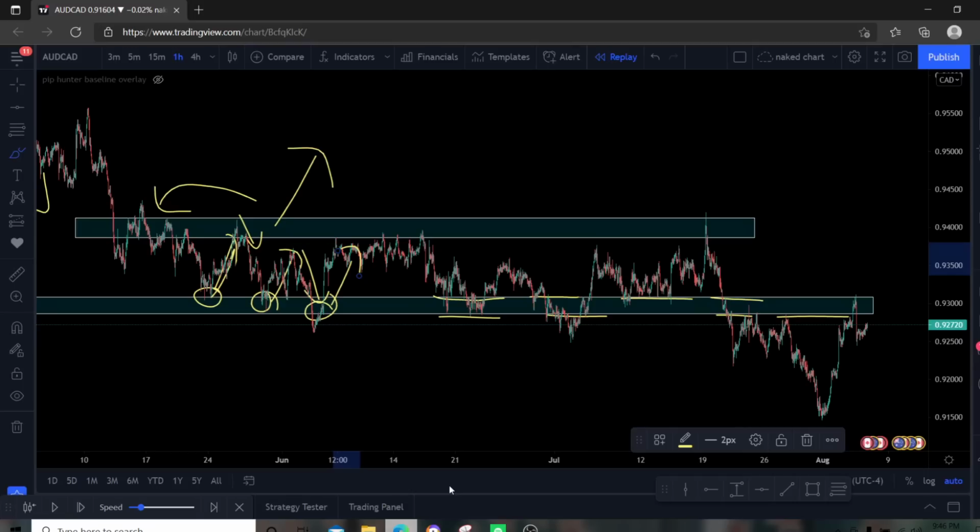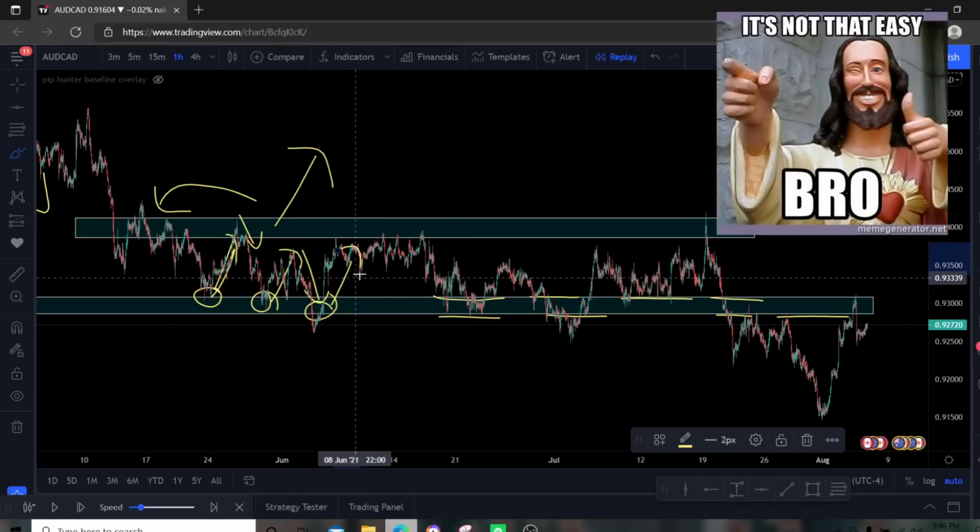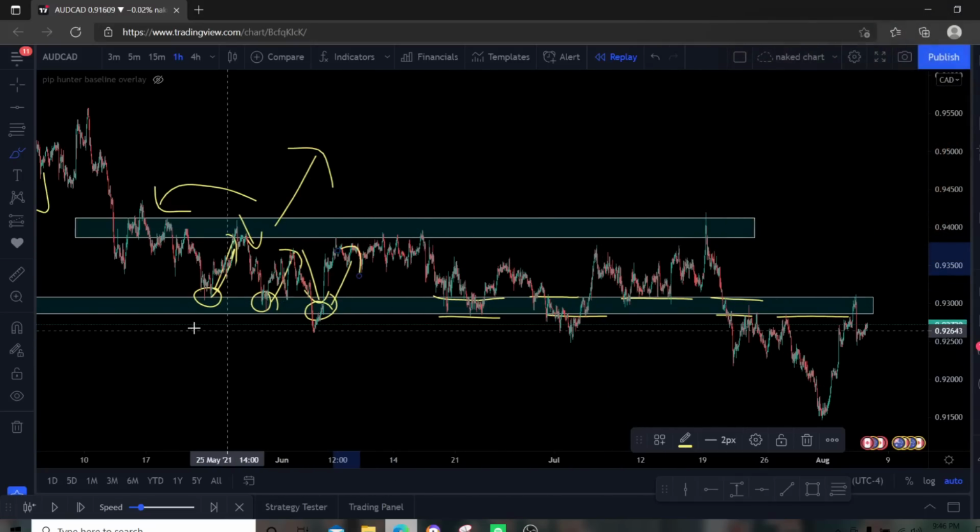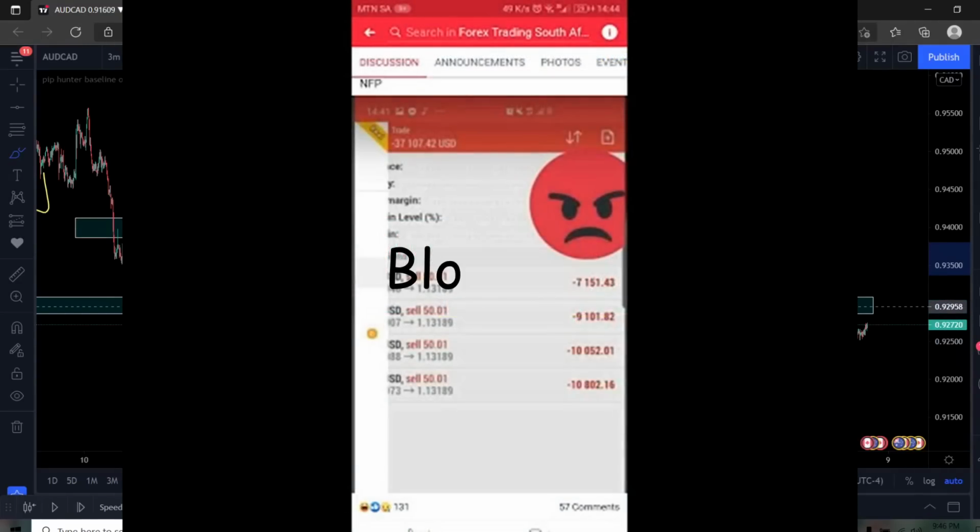So for those of you just learning, don't look at this as like, oh, I could trade that. This looks easy. It's not as easy as you think. So please don't get caught up in the idea of like, oh, I just want to trade consolidation, because all it takes is for a breakout to happen and then you lose.